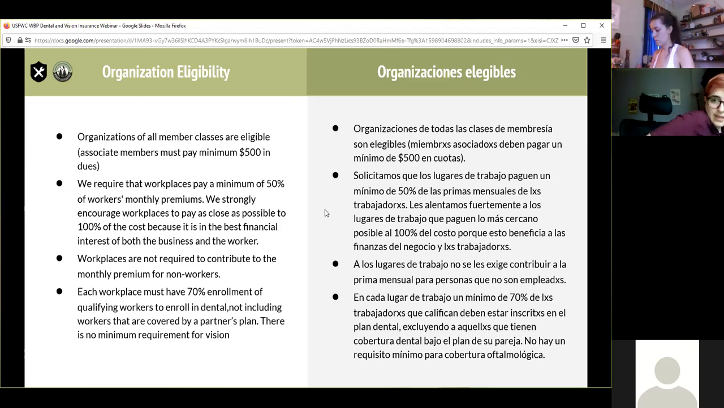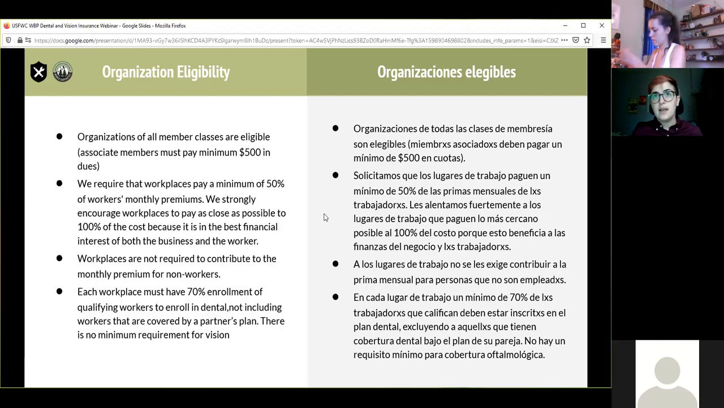So who can be part of these plans? To be part of the U.S. Federation of Worker Co-ops Worker Benefits Program, you do have to be a member, or your organization has to be a member of the federation. That said, organizations in any member class are eligible for these benefits so long as they meet the other conditions of eligibility. Associate members do have to pay a minimum of $500 in dues.